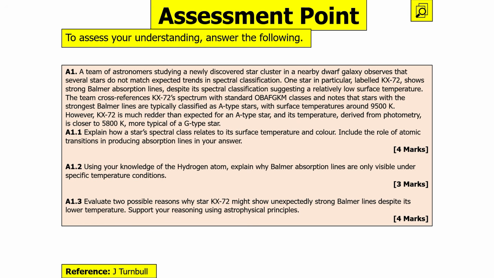Explain how a star's spectral class relates to its surface temperature and colour. Include the role of atomic transitions in producing absorption lines in your answer. Use your knowledge of the hydrogen atom. Explain why the Balmer absorption lines are only visible under specific temperature conditions. Then evaluate two possible reasons why star KX72 might show unexpectedly strong Balmer lines despite its lower temperature. Support your reasoning using astrophysical principles. So pause the video now, and then unpause the video when you want to go through your answer.